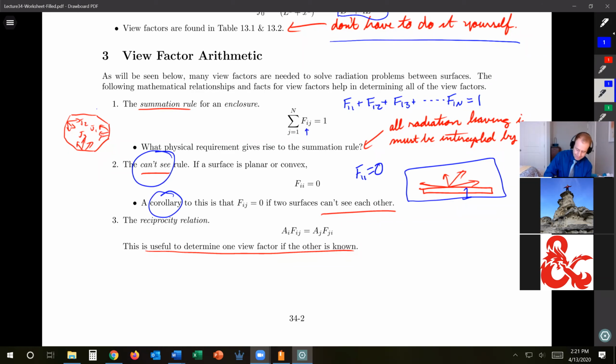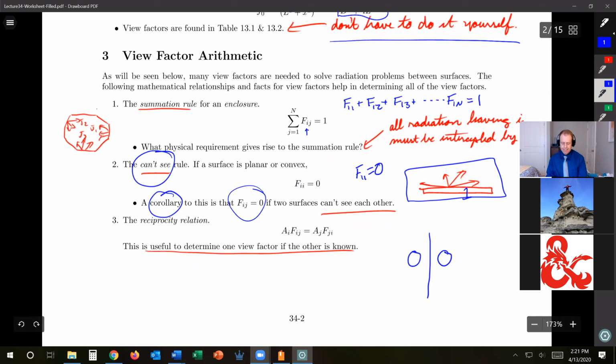if Fij equals 0, if two things can't see each other. So if I had a circle right here and then a wall and a circle right here, then F12 would be 0, right? If I put something physically between them, it would be 0.